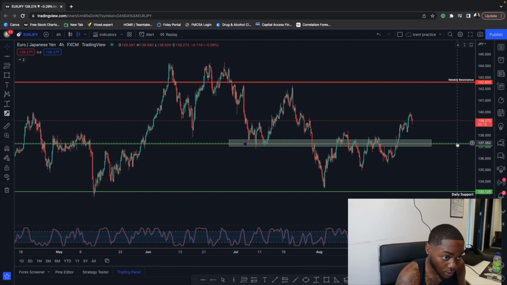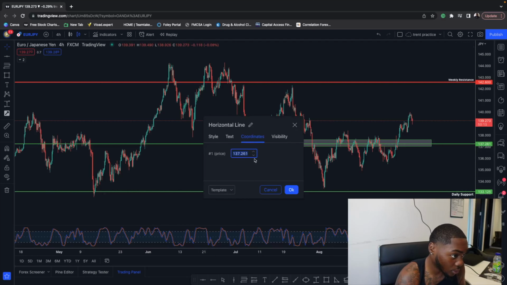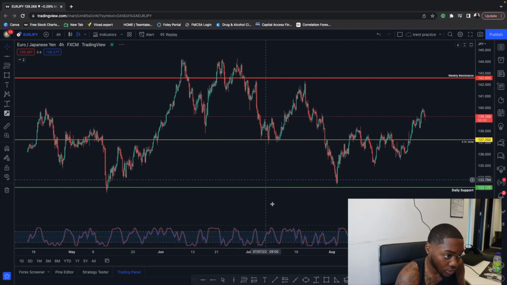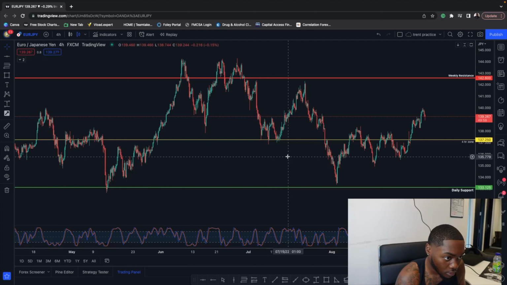And then I'm going to change it to the nearest quarter point, which will be 137.250. Try to get right in the middle. I'm going to label this as a 4 hour zone. And I'm going to see if I can find any other ones. Like I see another one down here.